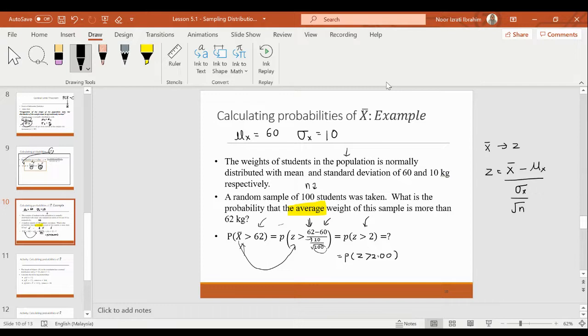Can you get this from the table directly? No, because the table of standard normal distribution that is given to you is for less than. So this one will be equivalent to 1 minus probability when Z less than 2.00. And from the table, for 2.00, the value of probability is 0.9772. So it will be 1 minus 0.9772, which equals 0.0228. That is how we find the probability of sample mean by using the standard normal distribution table.